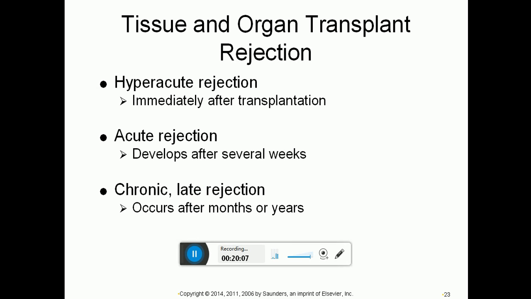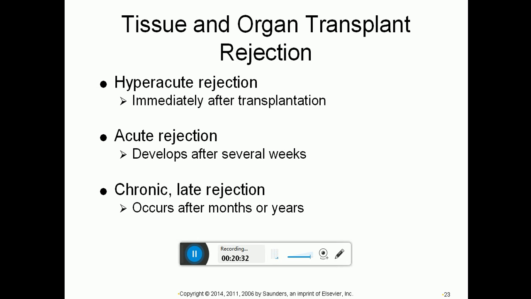Now, another aspect of the immune system is tissue and organ transplant. We already talked about the test that we have to do before, but sometimes the MHC compatibility is not 100%. It's never 100%. So sometimes tissue rejection can occur.